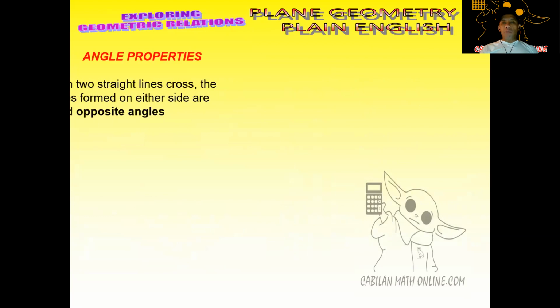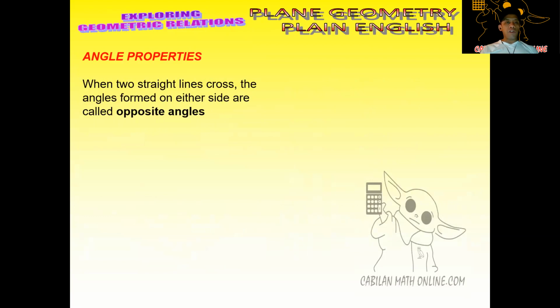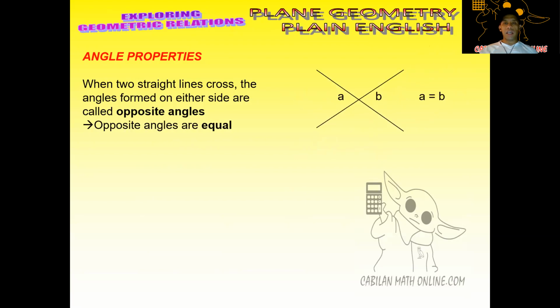All right, so now some of the properties that we're going to look at in angle properties. The first one is called opposite angles. When two lines meet, the opposite angles, or the angles directly across from each other, are going to be exactly equal. So that's just a property when two lines meet.